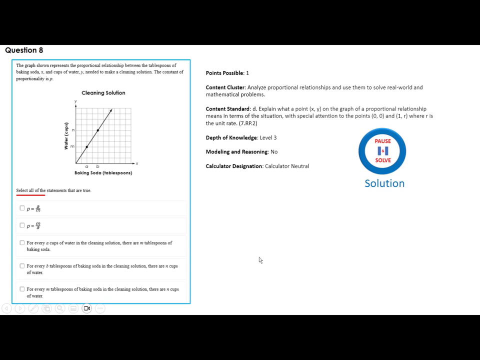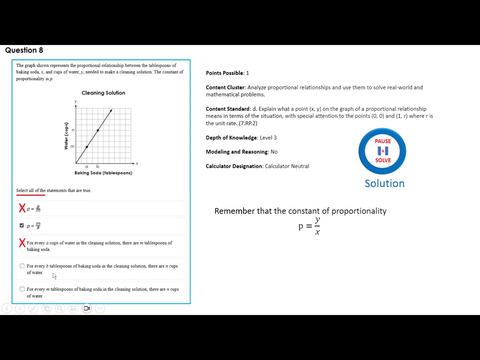First of all, let's remember that the constant of proportionality P is Y over X. So this should be N over B or M over A. So P is N, A over M? No. M over A? Yes. For every A cups, there's M cups. A is not a cup. A is a tablespoon, so that's not a good answer.